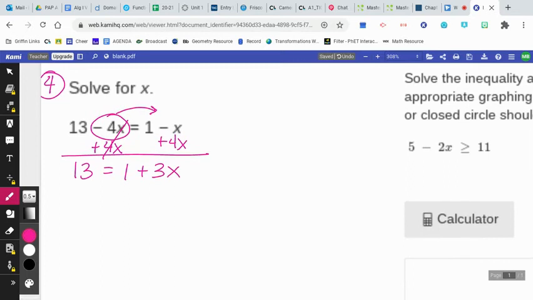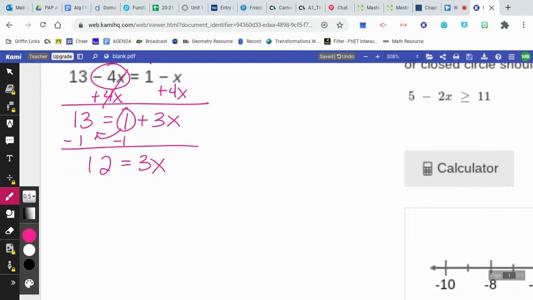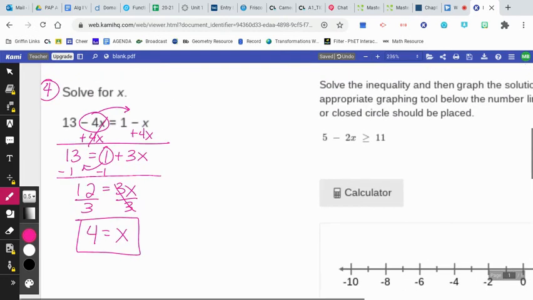Okay. Just like how I moved my variables to one side, now I want to move my integers to the other side. So to get rid of this positive 1, I'm going to subtract 1 from both sides of the equal sign. So I've got 12 is equal to 3x. And then now it's a matter of just our simple solving. The inverse of times 3 is to divide by 3, and 12 divided by 3 is 4. Okay, that was a lot.